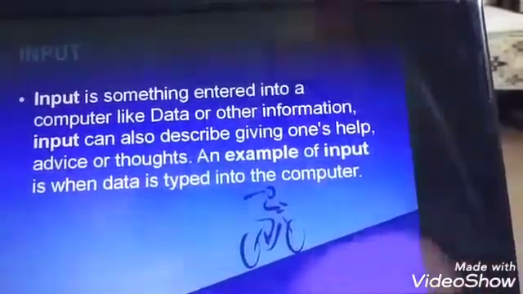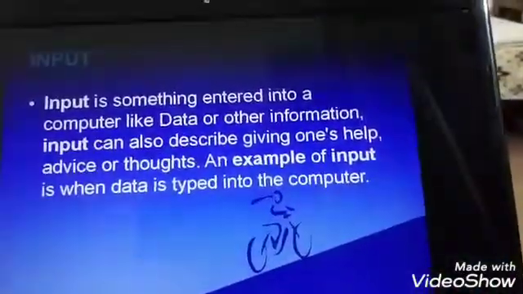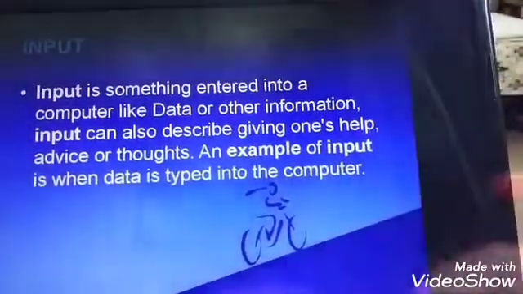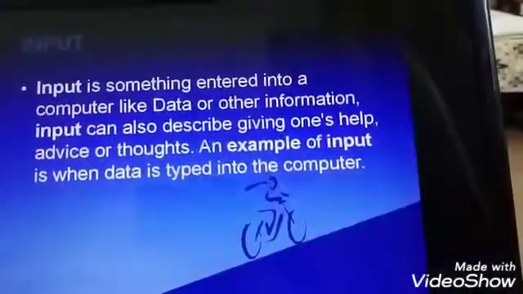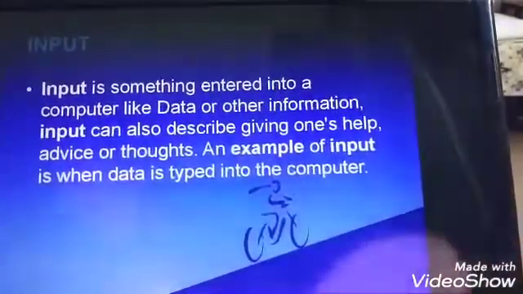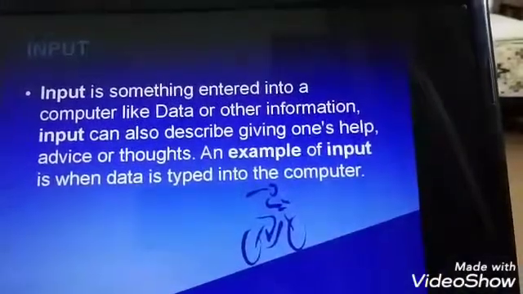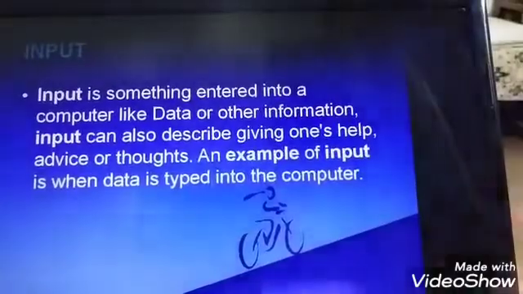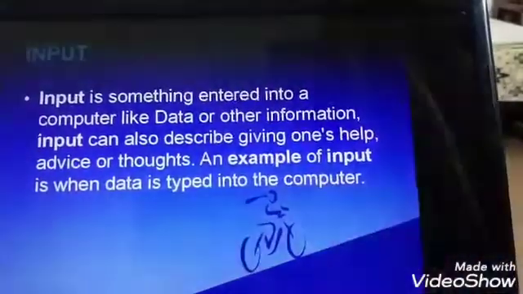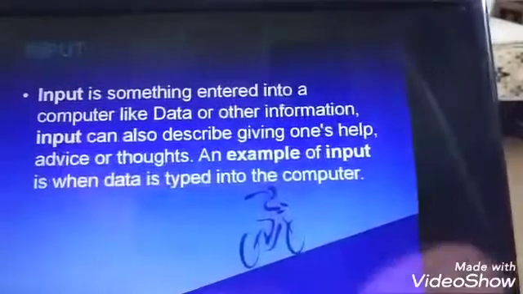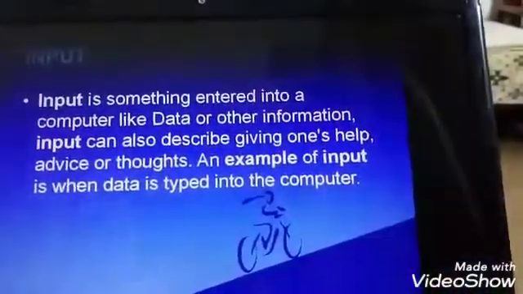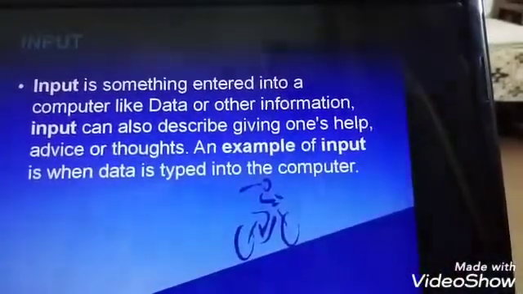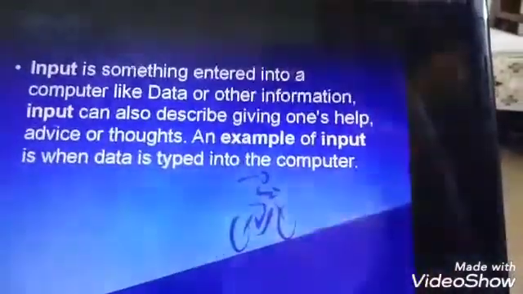Here we take an example of input. For example, when you take admission in school, you fill an admission form. This form may contain your name, roll number, your father's name, address, etc. All these things, your name and father's name, are considered input. Okay, so input is raw information. It is not useful and meaningful for us.